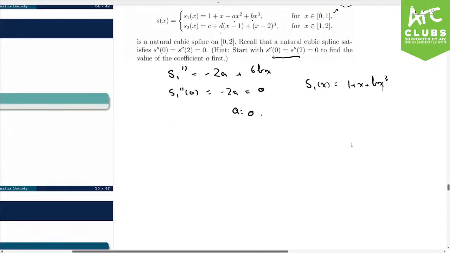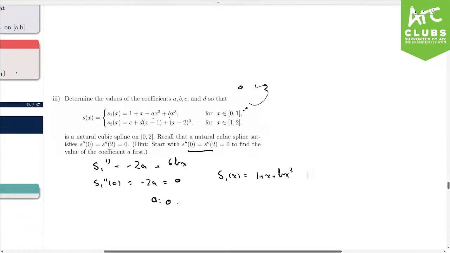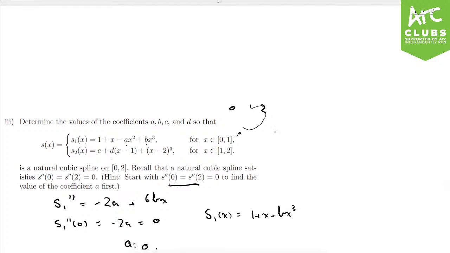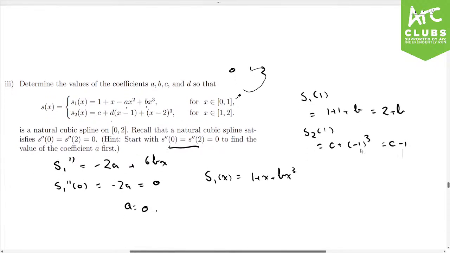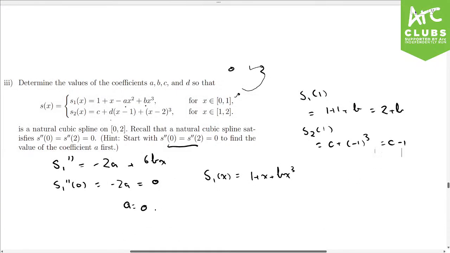Now we can start matching the endpoints. So at x is equal to 1, we have 1 plus b, which is 2 plus b, and S2 of 1 is c plus minus 1 to the power of 3, which is c minus 1. And we can also match the derivatives.